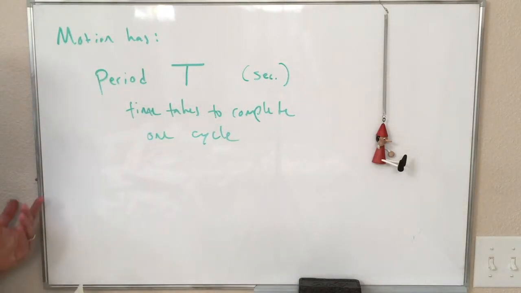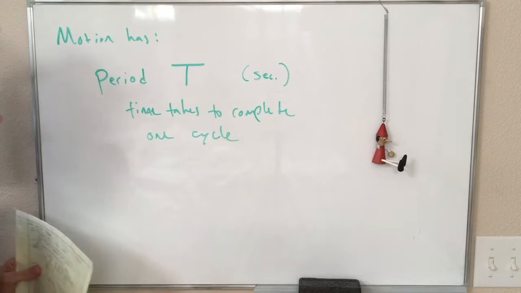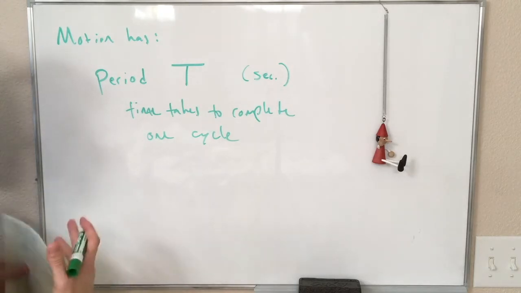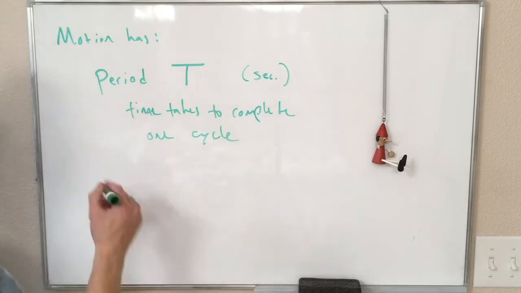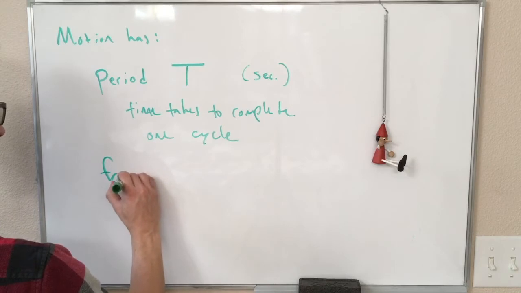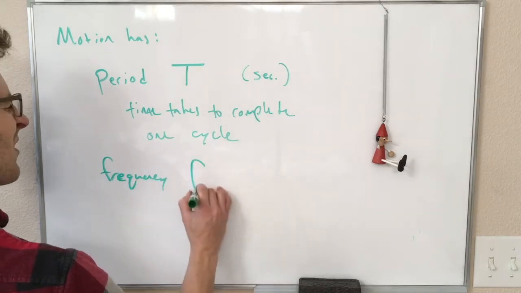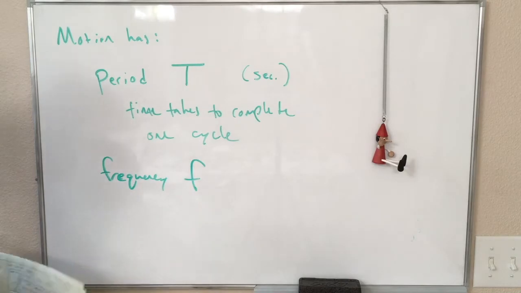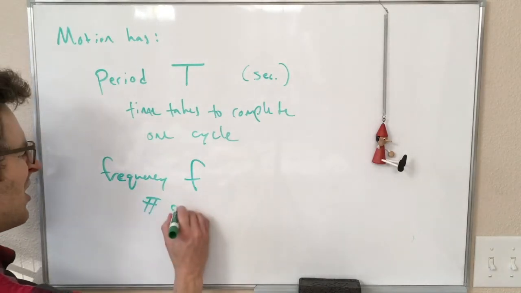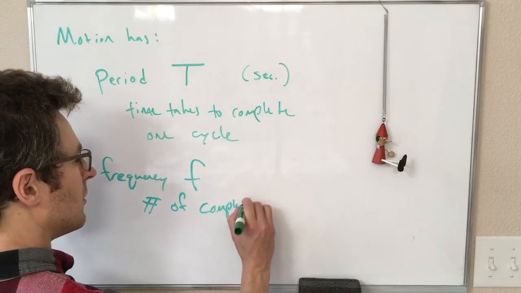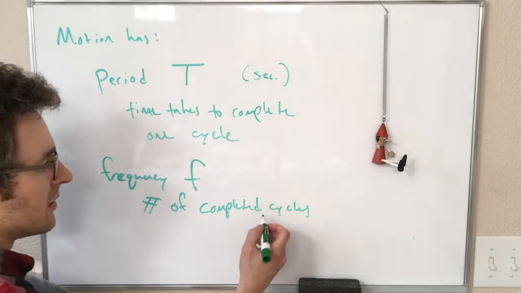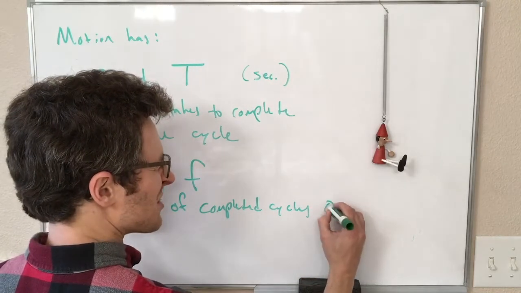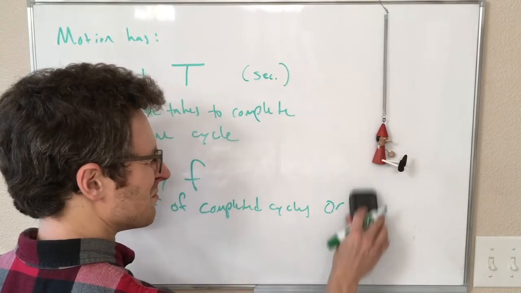Okay. It turns out it is also convenient to measure the frequency. Frequency and period are actually describing the same idea; there are different variables used to measure it. Our frequency, lowercase f, is the number of completed cycles, or fractions or parts of a cycle.